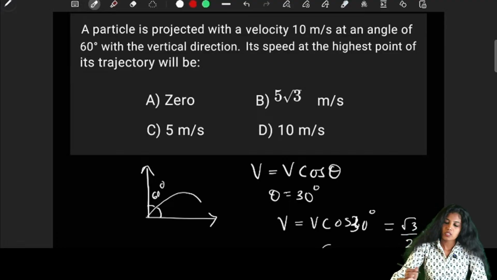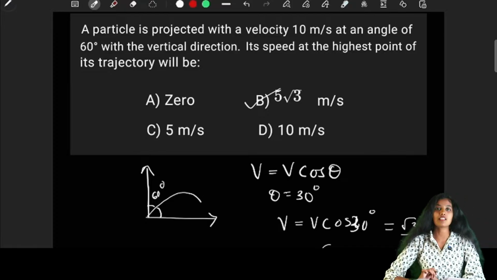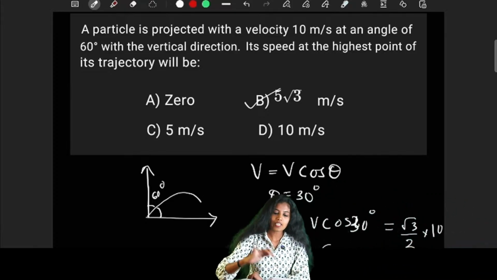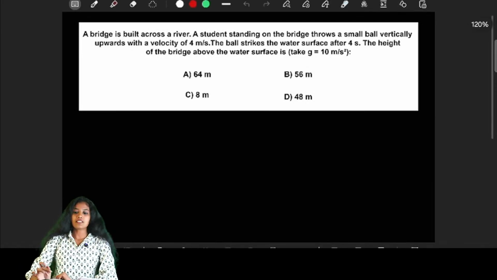And look at the options. Option B is the right answer. I hope this question is clear to you. So let us go to the next question. So this is the next question.